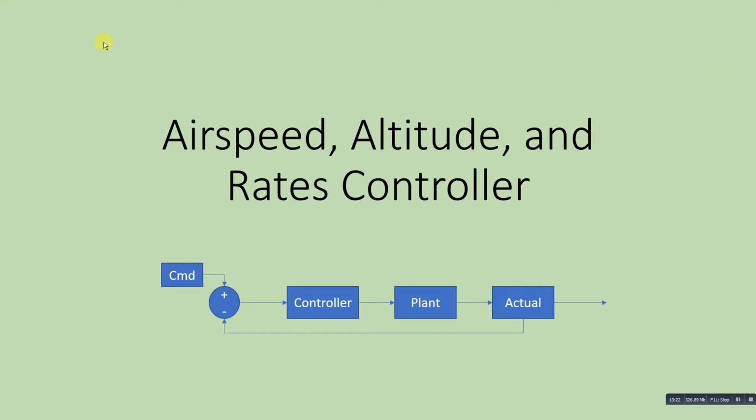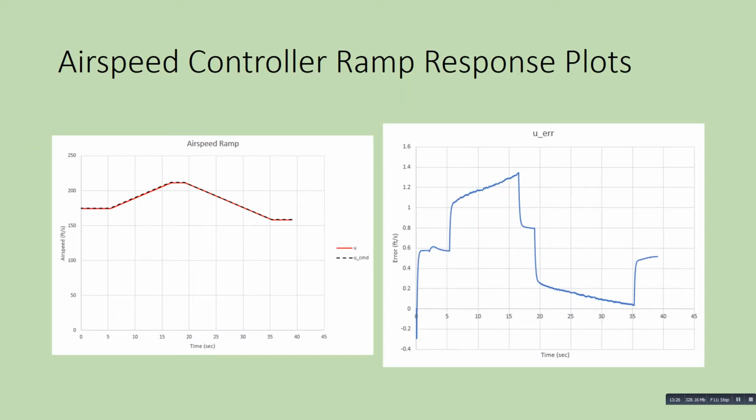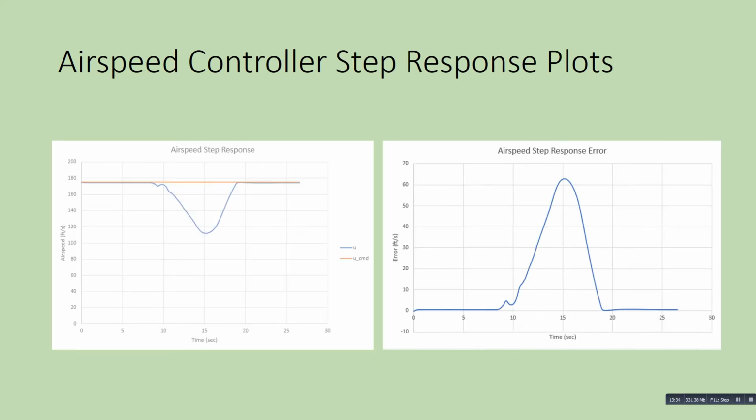Just wanted to look at a few more slides here, just showing the response. So just some ramp responses. You can see that it tracks it fairly well. The error does get a little bit larger, but it's still tracking fairly well. Here's a step response for the airspeed controller. I basically flew it at a very high elevation angle to get it to slow down, and then leveled off to see this step response type of behavior.